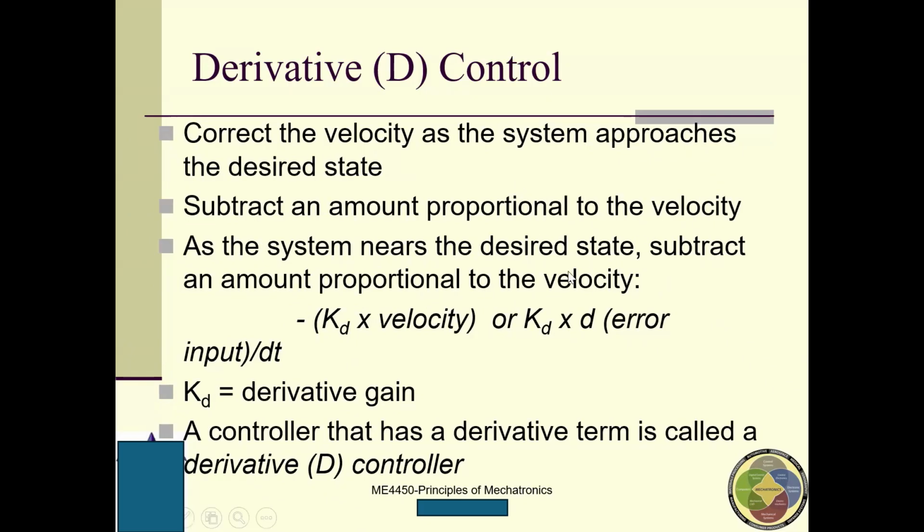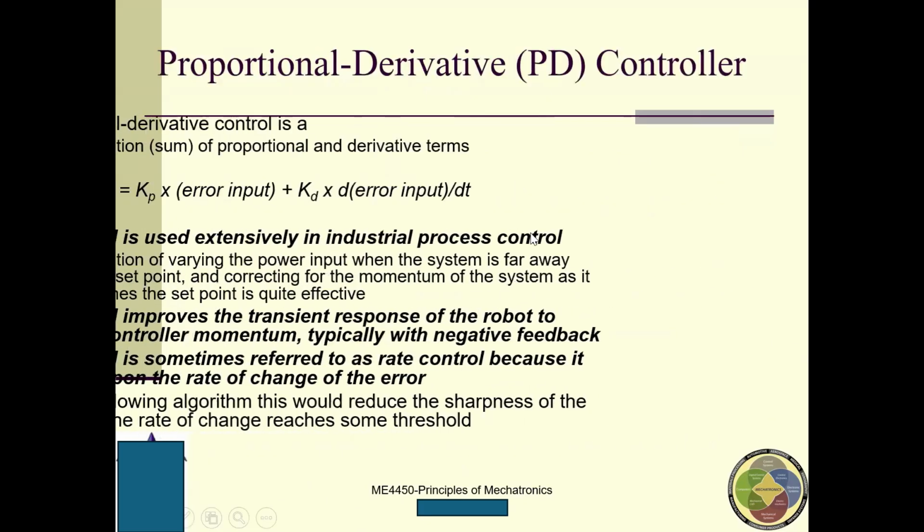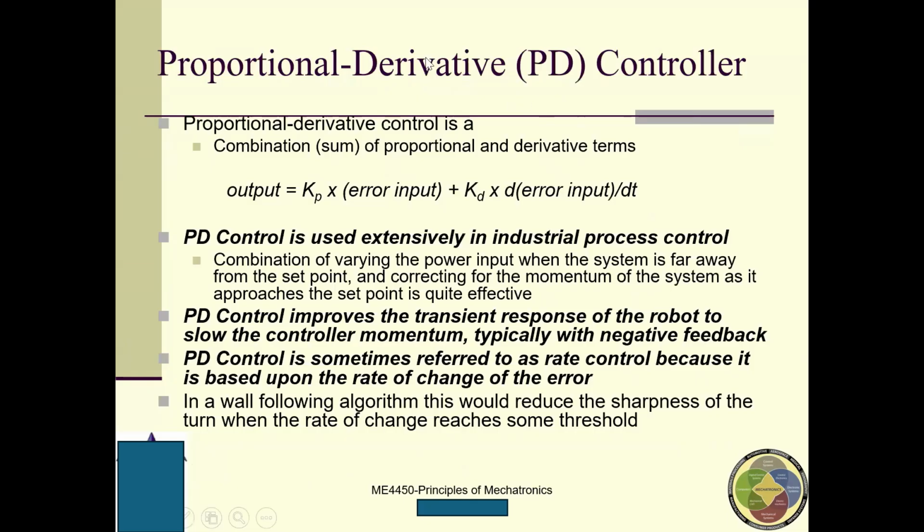If you put them together, we will have PD. PD means the output equals Kp multiplied by the error input, plus Kd multiplied by d error input over dt. The d error input over dt is a speed, a velocity. Okay, guys? So you should know that this error input is a distance, the error distance, the distance difference between the target and your missile.